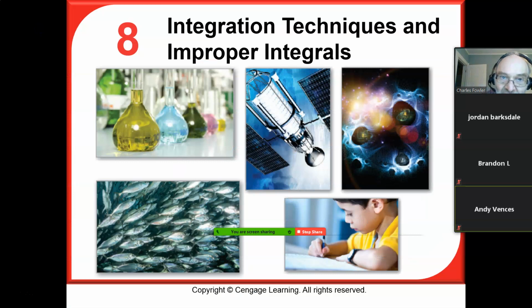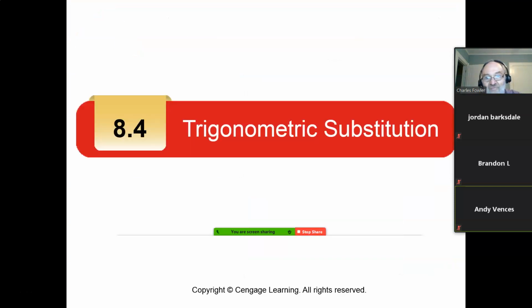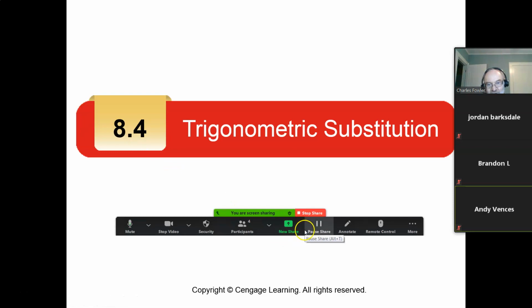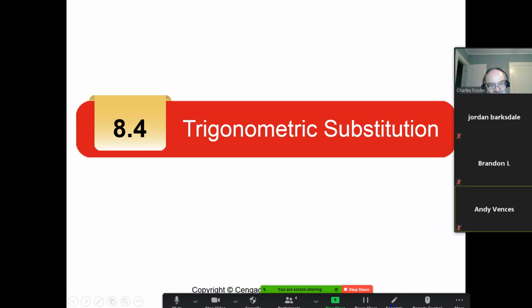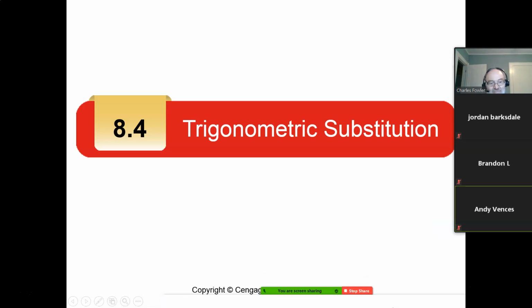Chapter 8 is still integration techniques and improper integrals. We're going to focus on integration techniques. Okay, 8.4, not trigonometric integrals, but trigonometric substitution. Now this is a little different from our u substitution. I'll point that out to you. Stand by for that. Be ready for that. Okay. So here's 8.4. Now I also need to move this taskbar out of the way so I can see my screen. I think you can probably see yours okay, but I can't see mine.